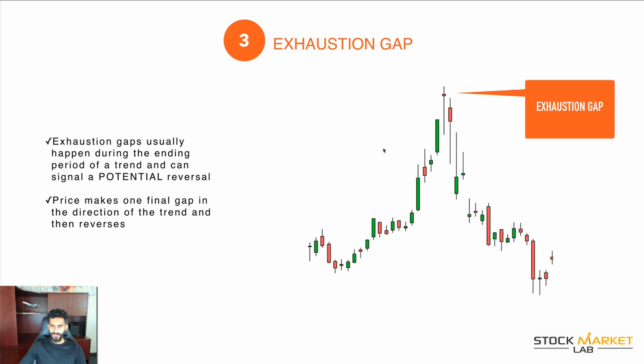Next, we have exhaustion gaps. What are exhaustion gaps? Exhaustion gaps usually happen during the ending period of a trend and can signal a potential reversal. Price makes one final gap in the direction of the trend and then reverses. So an exhaustion gap is when a stock is, let's say, going on an uptrend and has a gap like this. If you understand price action, which you should by now, you should get a solid idea of it. When you see a candle like that with a gap, that's already like, whoa, what's going on?